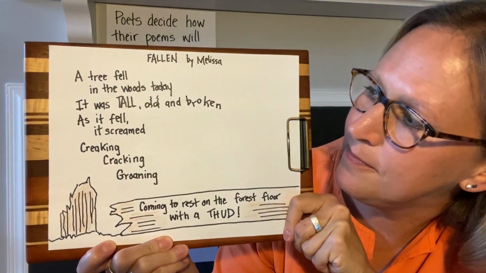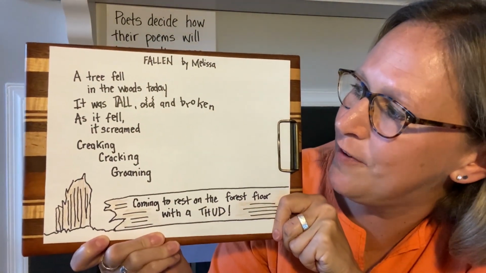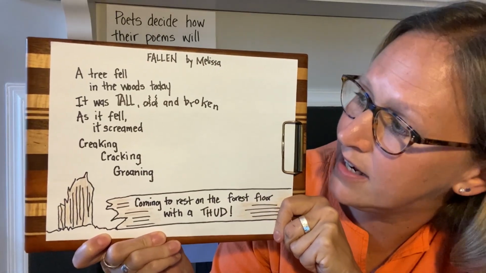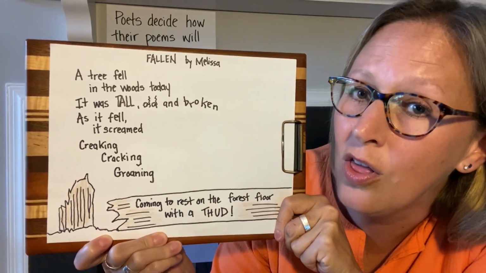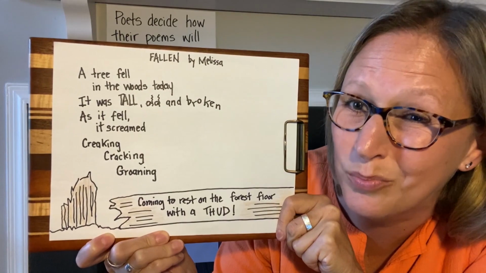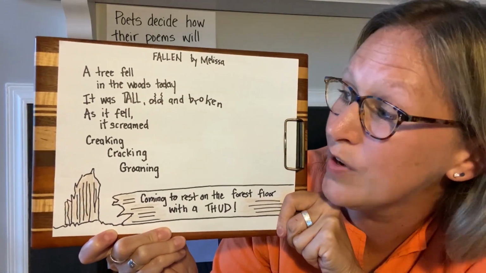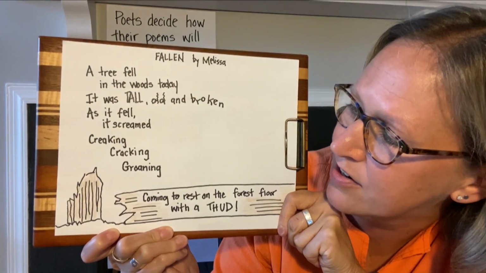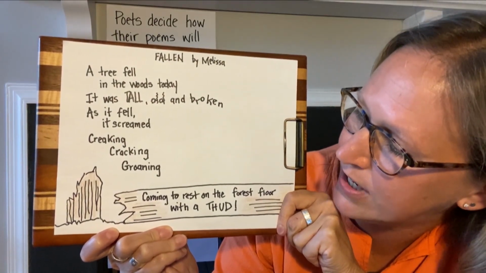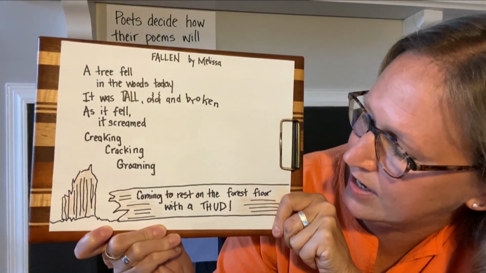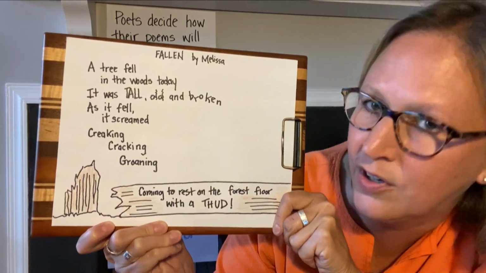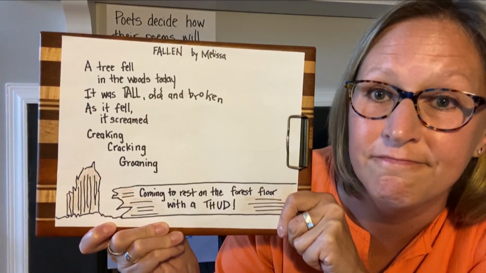Fallen by Melissa. A tree fell in the woods today. It was tall, old, and broken. As it fell, it screamed, creaking, cracking, groaning, coming to rest on the forest floor with a thud.